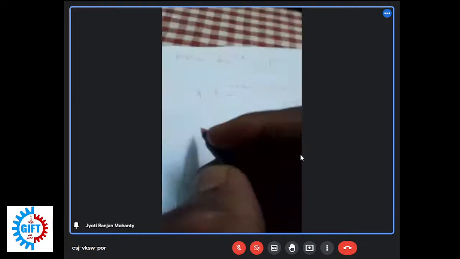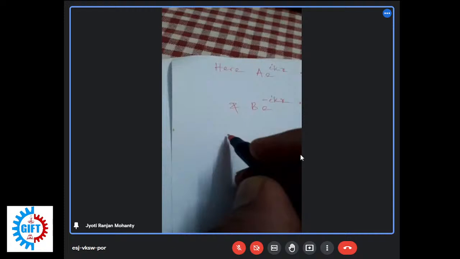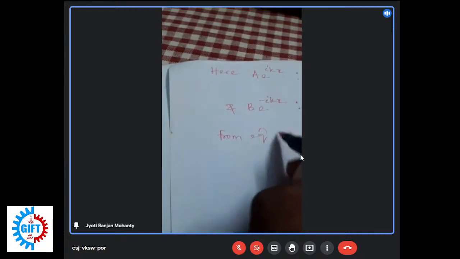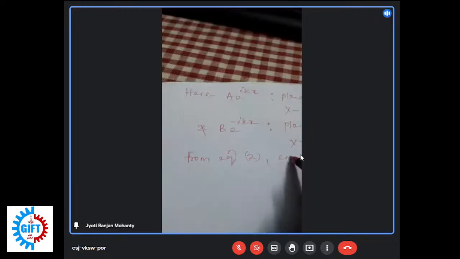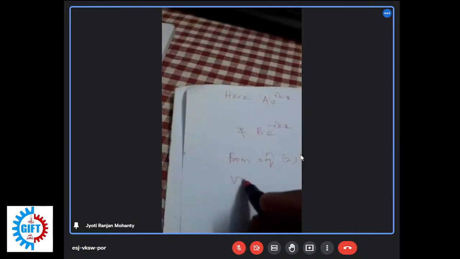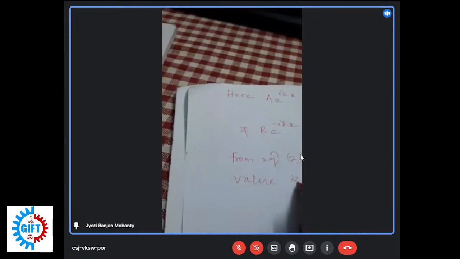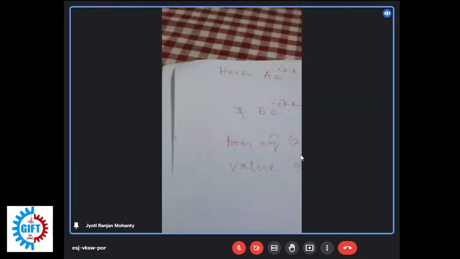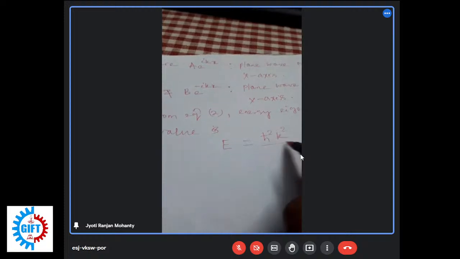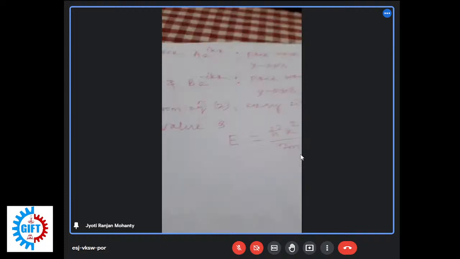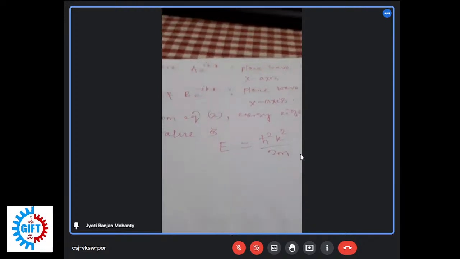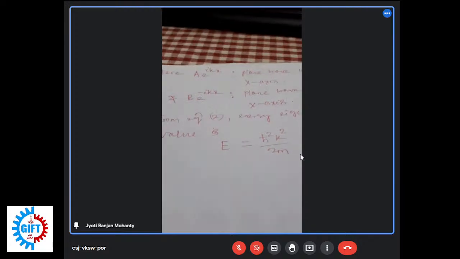Next, write from equation 2, the energy eigenvalue. What is equation 2? E is equal to h bar squared k squared by 2m. So this is known as the energy eigenvalue. This is equation number 4.